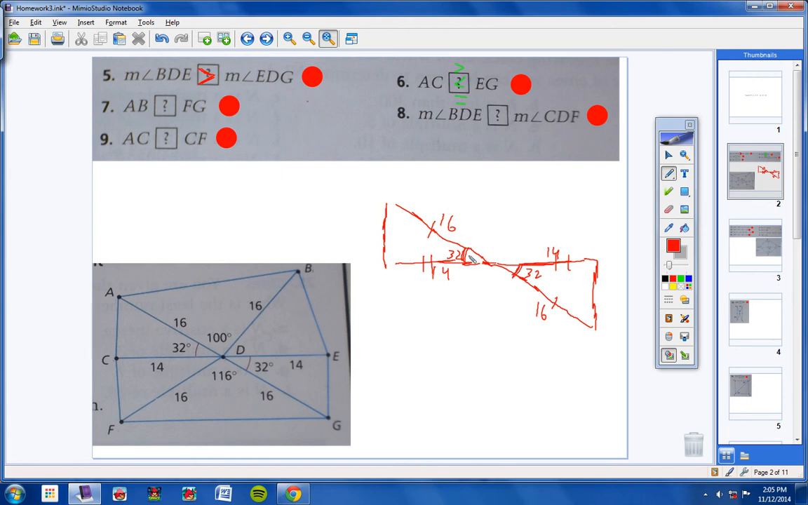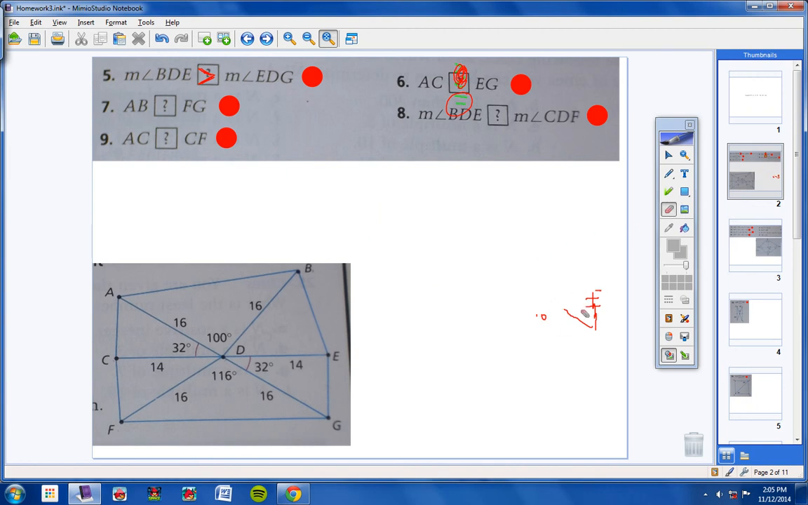We have side angle side of one triangle congruent to side angle side of another triangle. So these two triangles are what? They're congruent. So if they're congruent, then that means AC right here has to be congruent to this side over here. So they are equal. All right, moving on here.